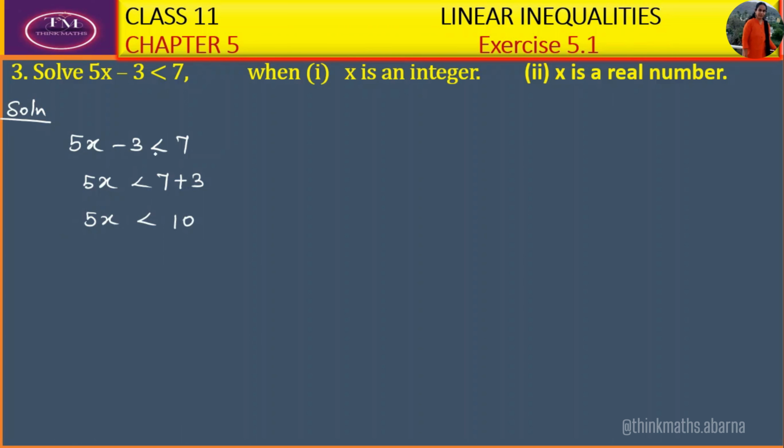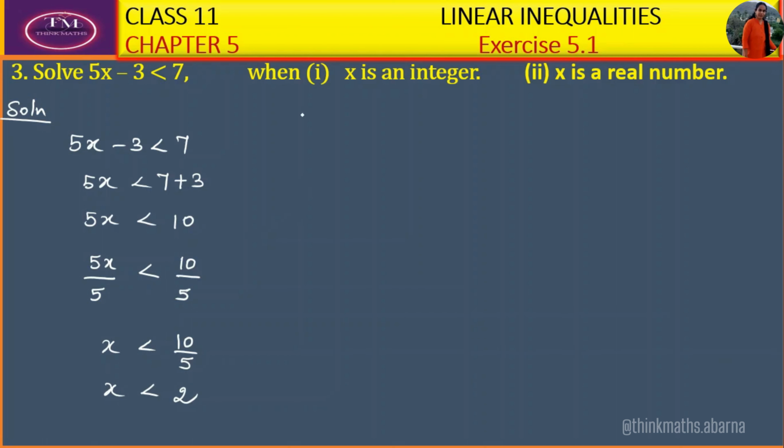If you add or subtract, nothing will change. The inequality remains the same. Only when you multiply and divide by a negative number, the inequality reverses. So far we have 5x less than 10. So to remove this 5, what we have to do? We have to divide by 5. So 5x by 5. As it is a positive number, inequality will not change. So 5 gets cancelled. So x is less than 10 by 5. 10 by 5 is 2. So x is less than 2.